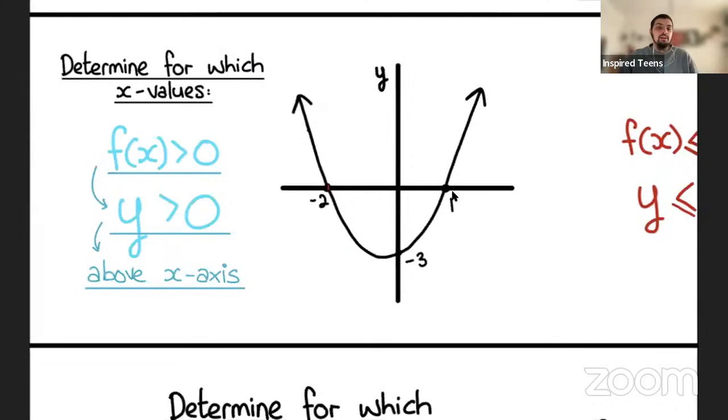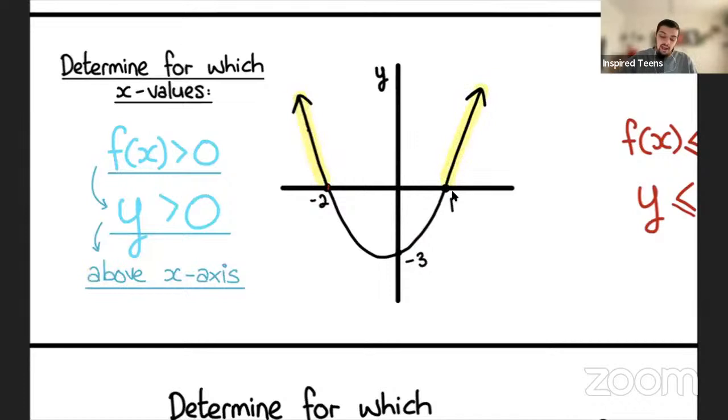Okay, so when they say determine the x values for which f of x is greater than 0, what you need to understand before attempting to answer is that f of x being greater than 0 means that y is greater than 0, which means that it's above the x-axis. Now that you have that conceptual understanding of what they're asking, you go to your graph and you highlight the part that they're talking about. This is the easy part. Highlight anything that's above the x-axis. So we highlight this part, and we highlight this part.